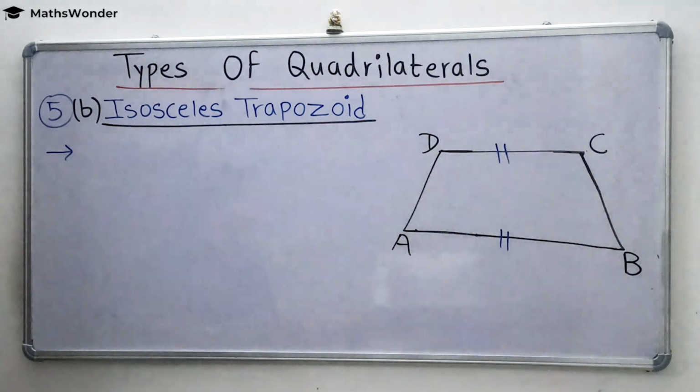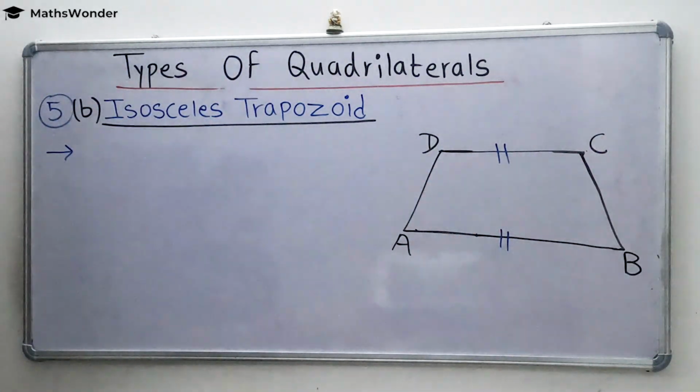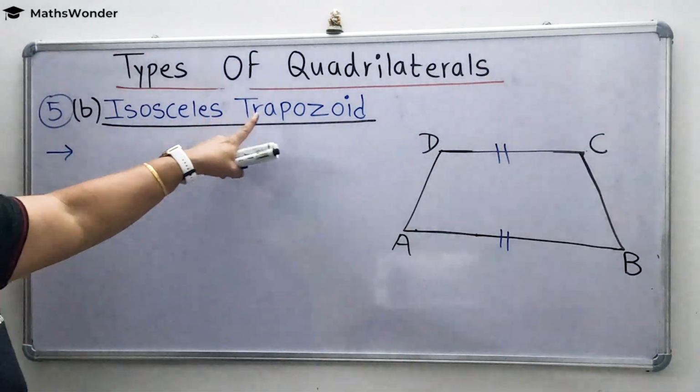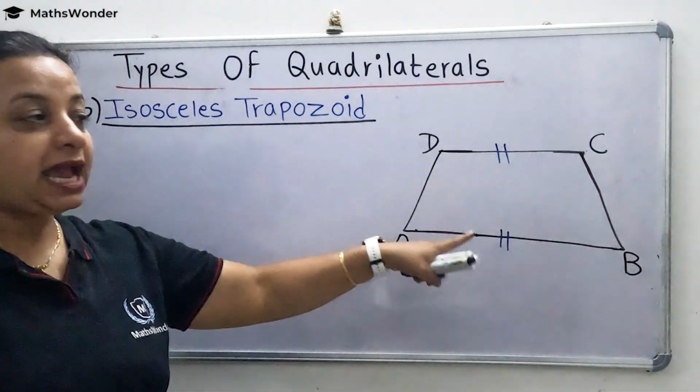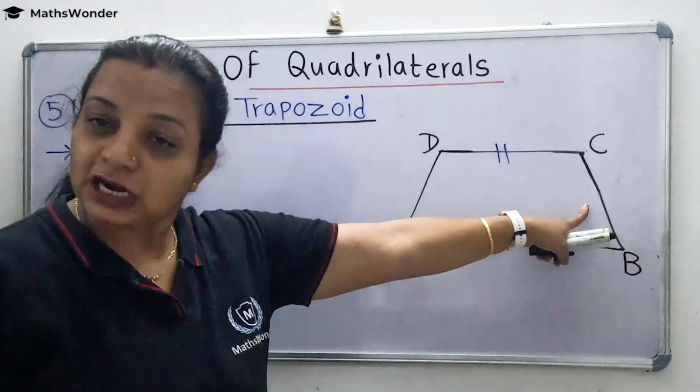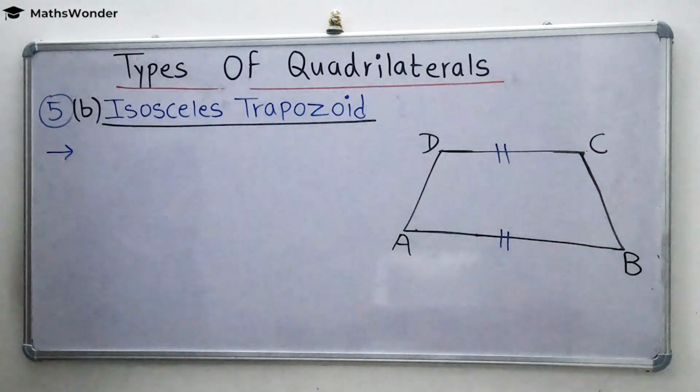So there is a difference. In the normal trapezoid, these two sides are non-parallel and non-equal also. But in the isosceles trapezoid, one pair of sides are parallel and the other pair of opposite sides are non-parallel but equal in length. Understood the difference? Now write down.